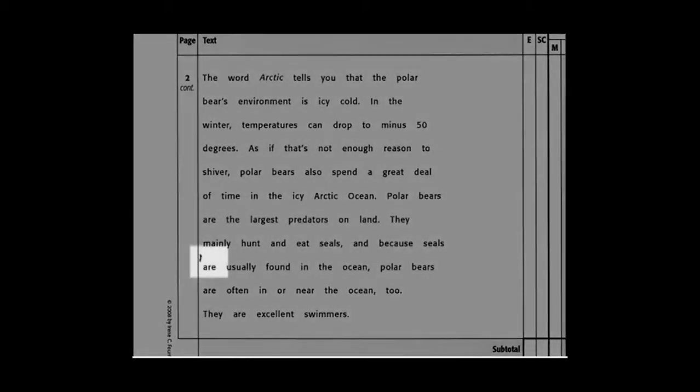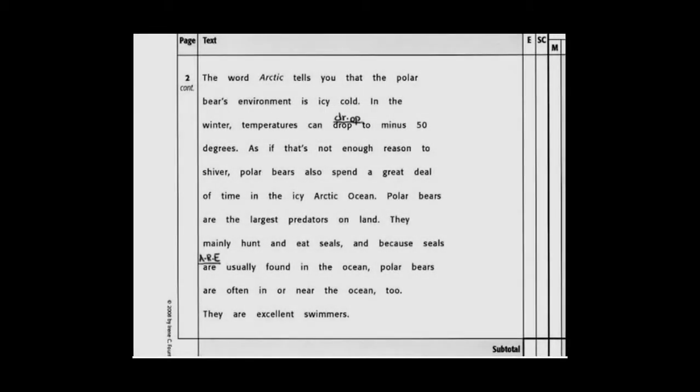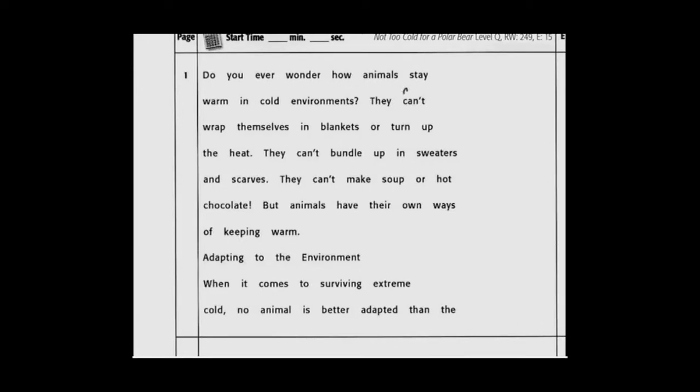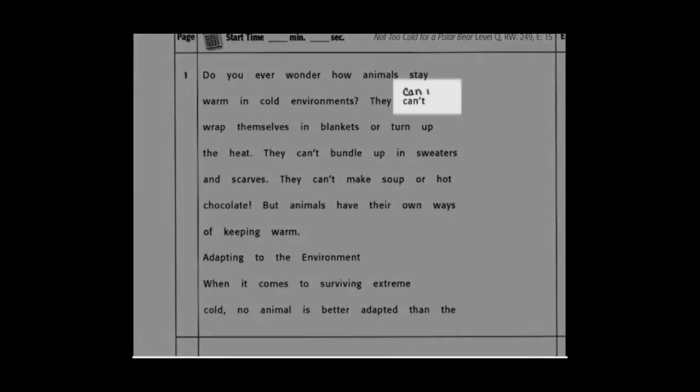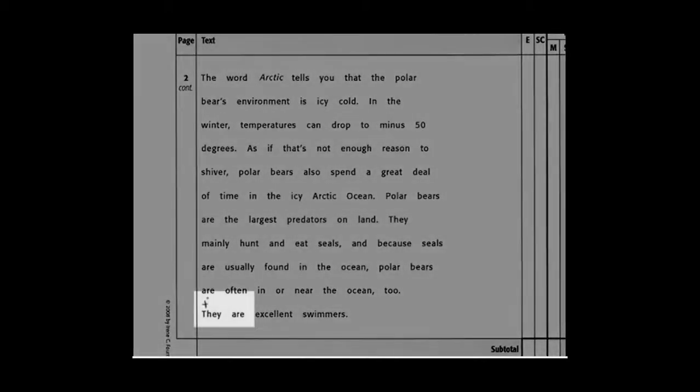Spelling out A-R-E or sounding out the word der-op without actually saying the word is counted as an error every time it occurs. Contractions read as two words, or two words read as a contraction, are counted as only one error each time they occur. So cannot for can't would be one error, or there for they are would be one error.